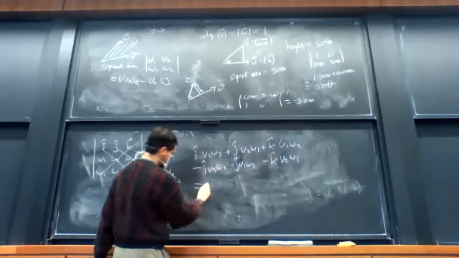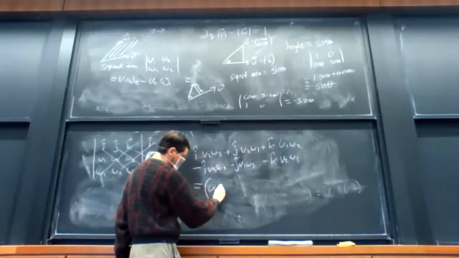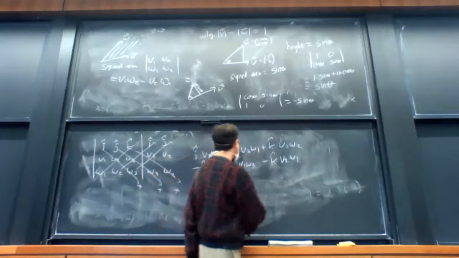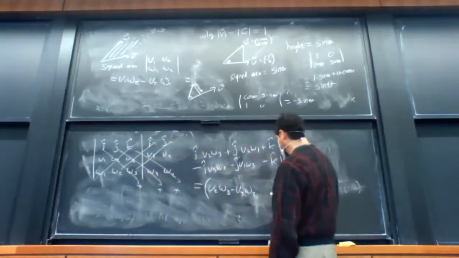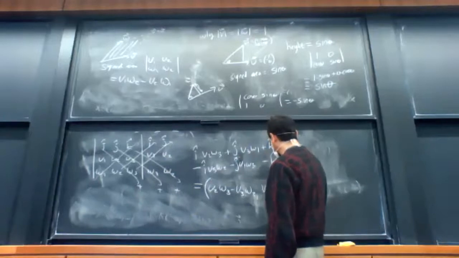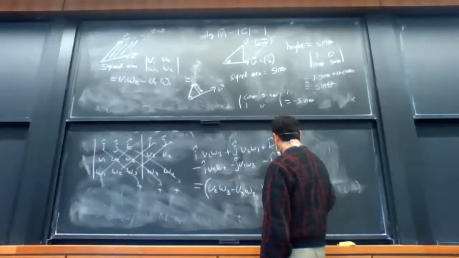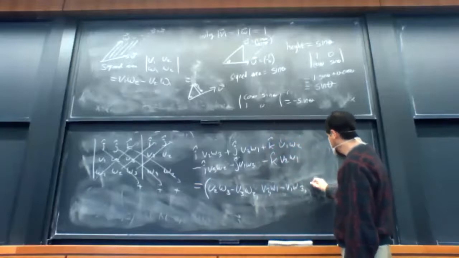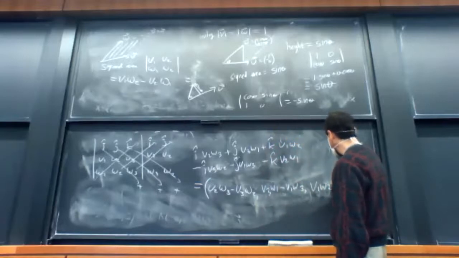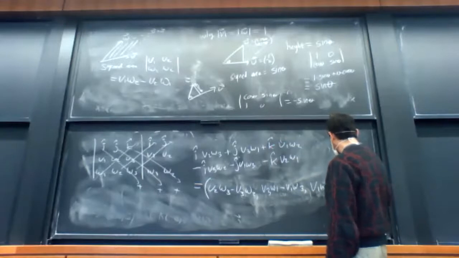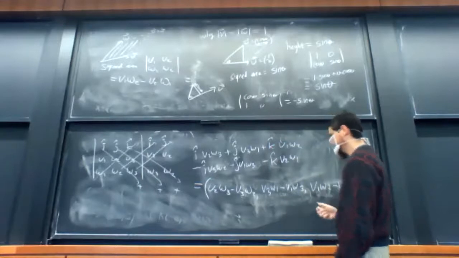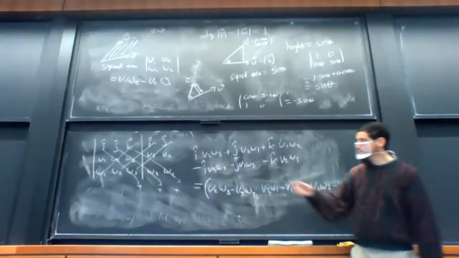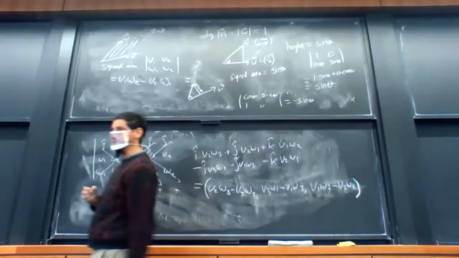So I can do this as a vector. It'll be v2w3 minus v3w2 is the first component. The next component is going to be v3w1 minus v1w3. And then the last component is going to be v1w2 minus v2w1. You can memorize this formula, or you can just remember this expansion and derive it that way. Either way is fine.